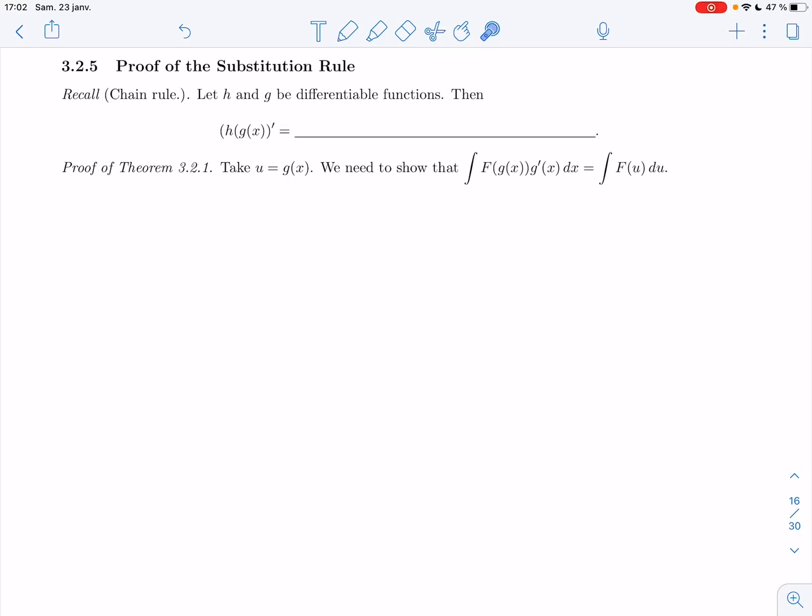All right, in this video, we'll be looking at the proof of the substitution rule. Like I said in the first video about substitution, really it's all about the chain rule. So let's review the chain rule, and that's what we'll start with in the proof of theorem 3.2.1. If h and g are differentiable functions, then the derivative of the composition of h with g is the derivative of h times the derivative of g.